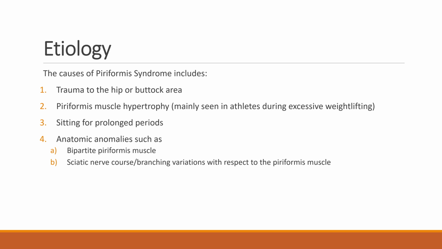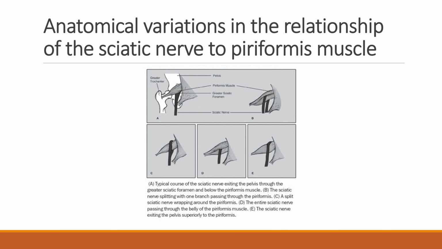So the causes of piriformis syndrome include trauma to the hip or buttock area, piriformis muscle hypertrophy, which is an increase in the size and mass of the muscle, sitting for a prolonged period of time, and anatomic anomalies such as bipartite piriformis muscle and sciatic nerve course or branching variation with respect to the piriformis muscle. Now we will discuss the anatomical variations of the piriformis muscle in relationship with the sciatic nerve.